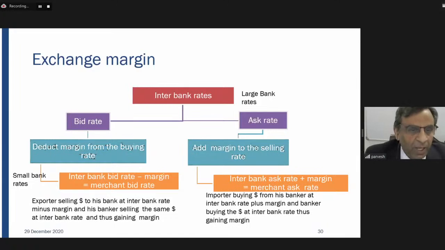And similarly, an importer buying dollar from his banker at the interbank rate plus the margin and the banker buying the dollar at the interbank rate and thus gaining the margin. So, what is happening is when a person comes to the bank and says, I want dollars, okay, I'm an importer, I have to make a dollar payment to someone. So they are going to add a margin to the interbank rate. Okay, so that means first they will buy these dollars from the large interbank market and then give it to you at a rate by adding their margin. Okay, and making a gain.